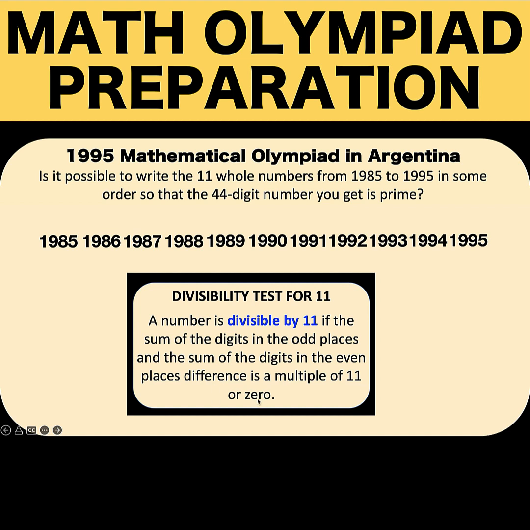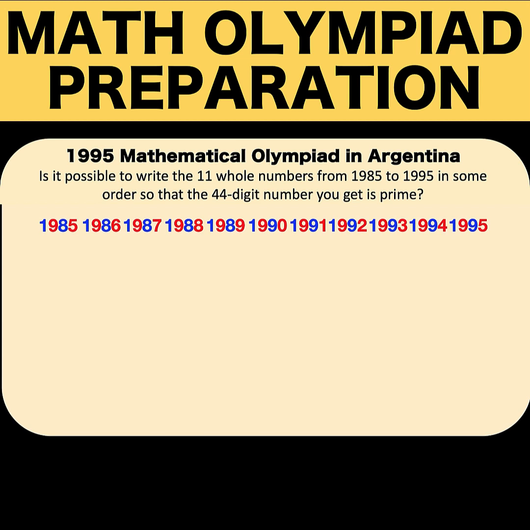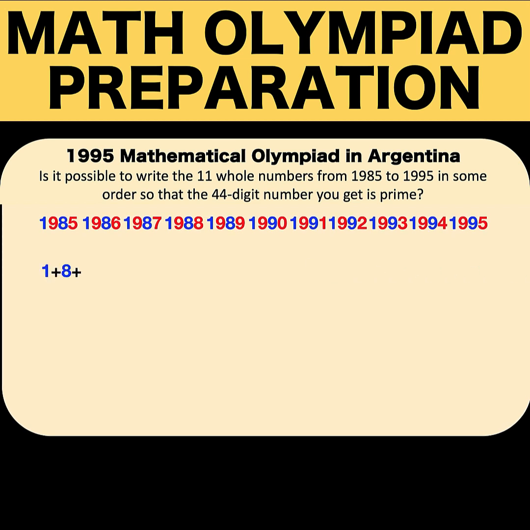So let's carry that out. Let's begin by identifying the numbers in the odd places and the numbers in the even places. We color the numbers in the odd places blue and we color the numbers in the even places red. And let's get the sum of all the digits that are colored blue. So for 1985, let's add 1 plus 8 because these are the digits in the odd places, and do the same thing for the remaining numbers.